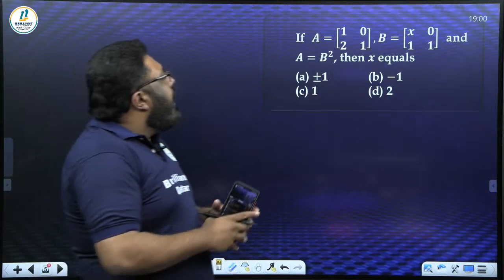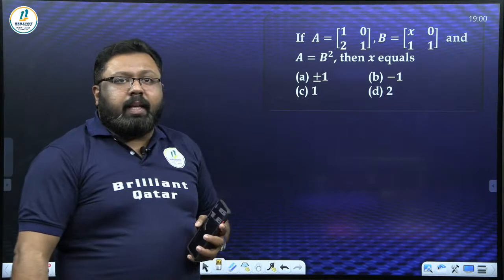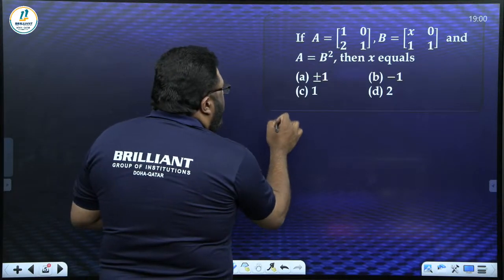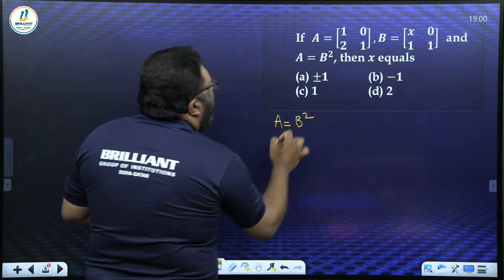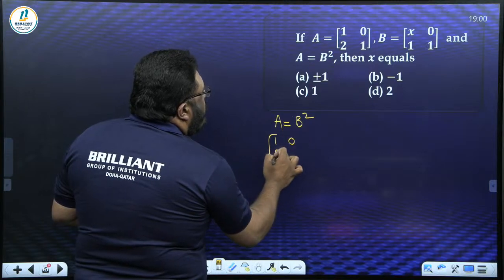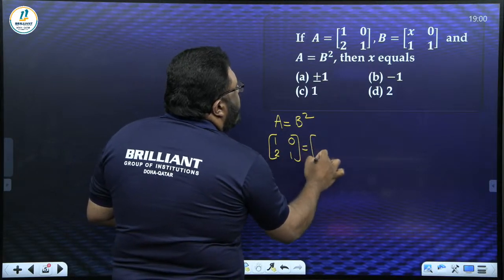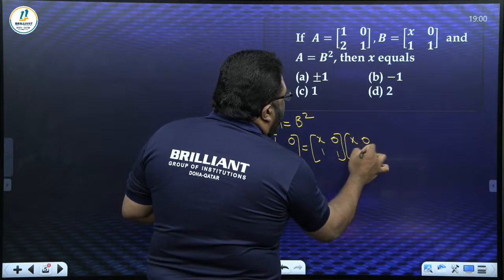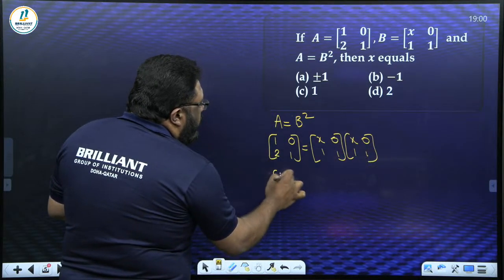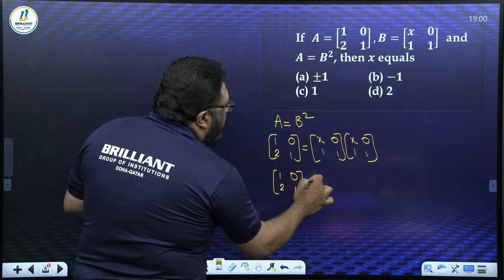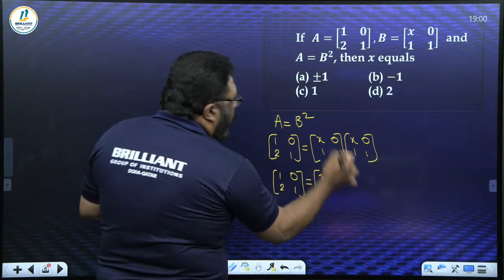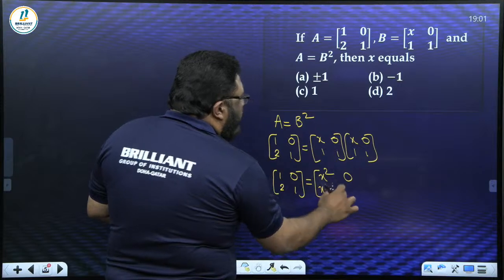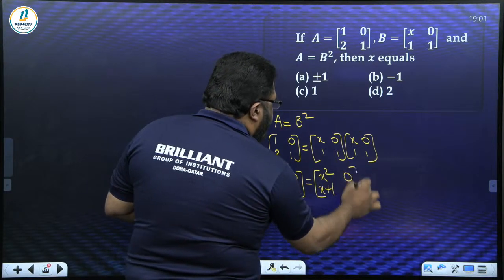Next one, A is given, B is given, they say A equals B squared. So A equals B squared, I can say [1, 0; 2, 1] equals B squared, [x, 0; 1, 1] multiplied with [x, 0; 1, 1]. So it's [1, 0; 2, 1] equals, get the product, [x squared, 0; x plus 1, 1].